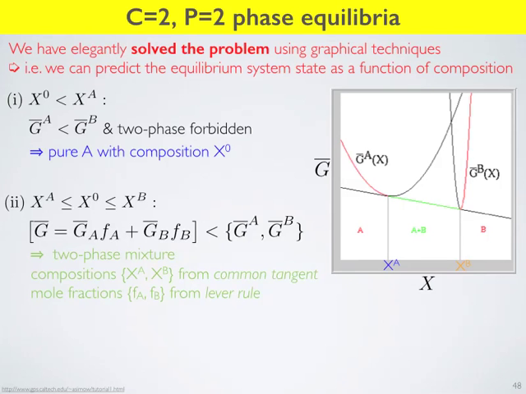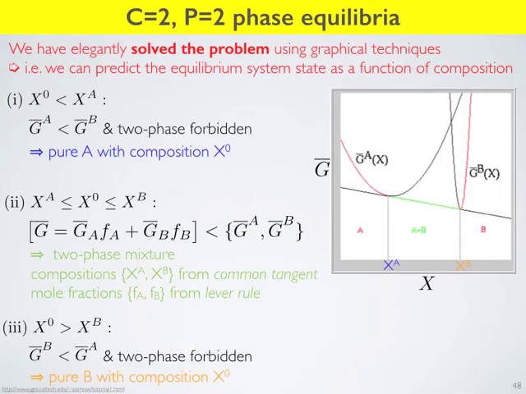So that's what's happening in this region of the diagram. If your system composition is between the XA and the XB that we found from the common tangent construction, you can minimize your Gibbs free energy by demixing into two phases with compositions XA and XB, and with fractions of those phases defined by the lever rule. If X0 is greater than XB, you're pure phase B with composition X0. That's just what we said in words last time, reinforced again on this slide. Okay, is everybody pretty comfortable with this idea? It's just minimization of Gibbs free energy using graphs.